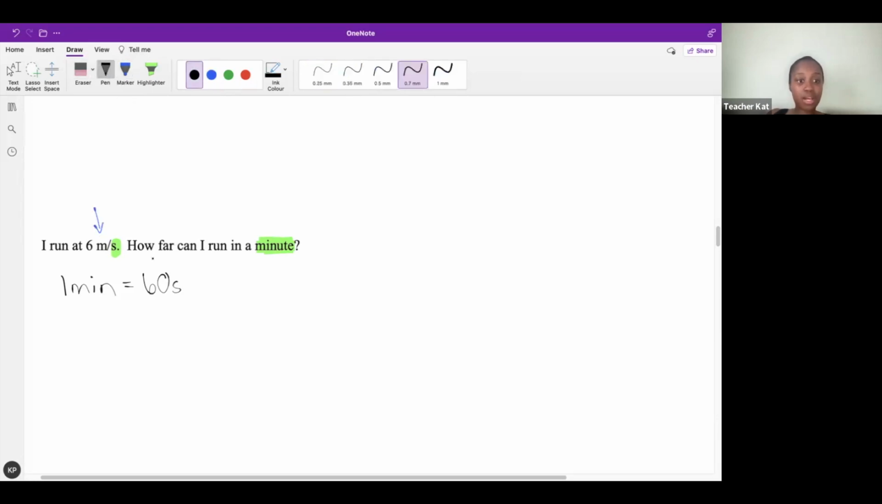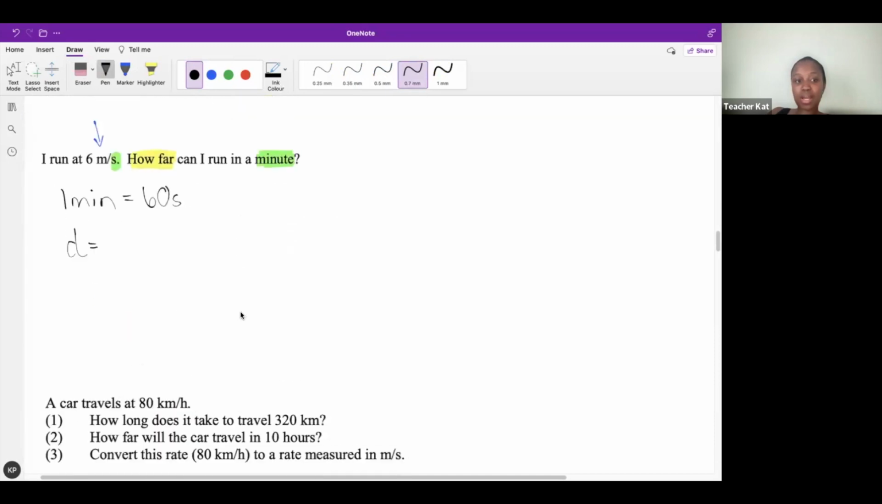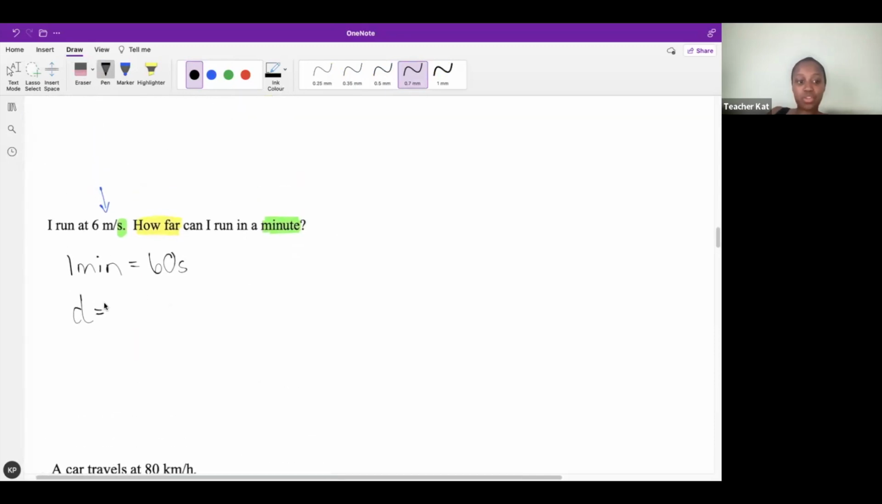Right? What are we working out? How far? Is that distance, speed, or time? Distance, right. So what is my formula for distance again? Formula for distance. It's the only one where we are multiplying, remember? So distance is speed times time.